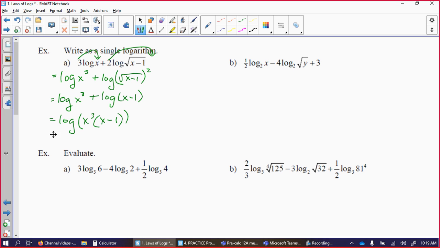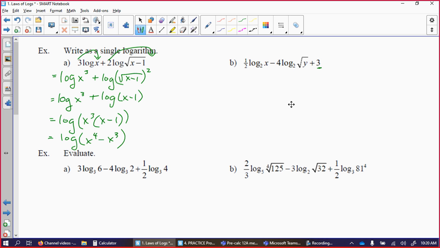Can I expand that if I really wanted to? Most people are probably going to stop at that spot. Log of x to the 4th minus x cubed, depending on what you're trying to do or anything like that. We can get into there. Oh dear, we get all sorts of plus. That's a little bit interesting.